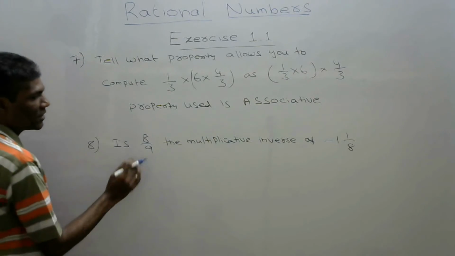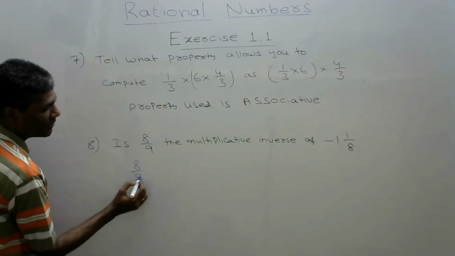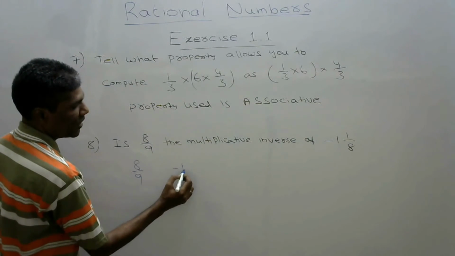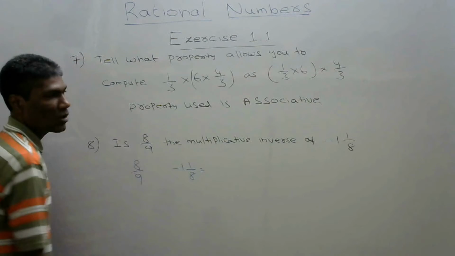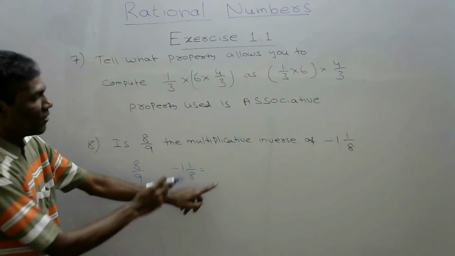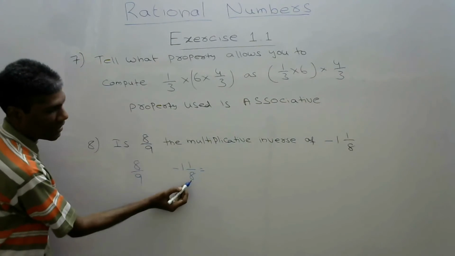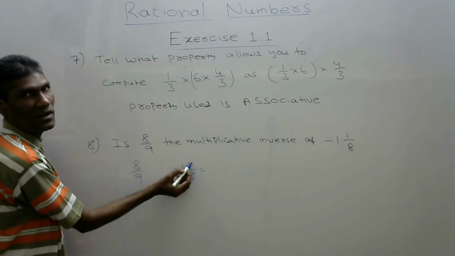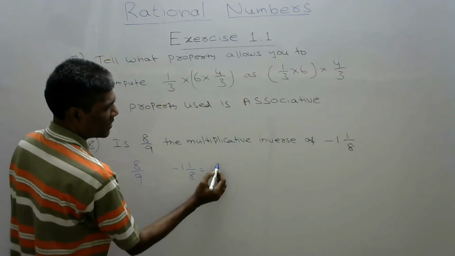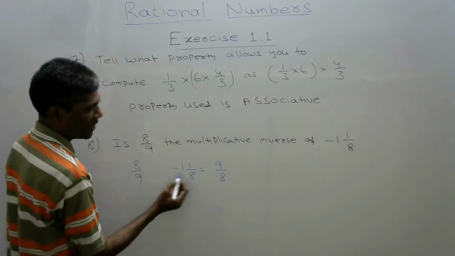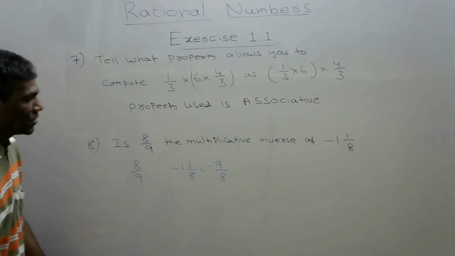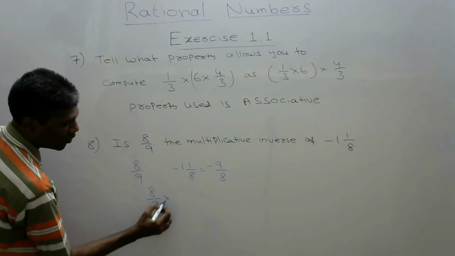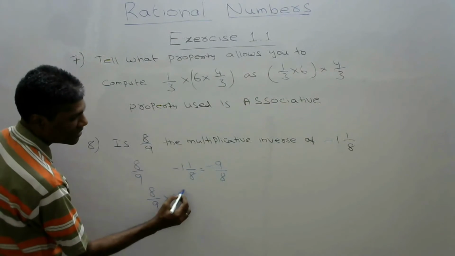Now, the first one is 8 by 9. What about this number? This is a mixed fraction, minus 1 by 8. We know how to convert it into a fraction. 8 into 1, 8 ones are 8, plus 1, 9 by 8. This is equal to minus 9 by 8, the minus symbol stays as is. So, let us multiply 8 by 9 into minus 9 by 8.